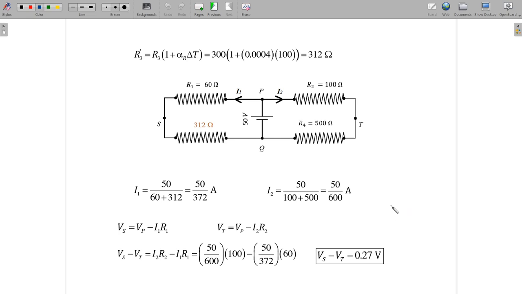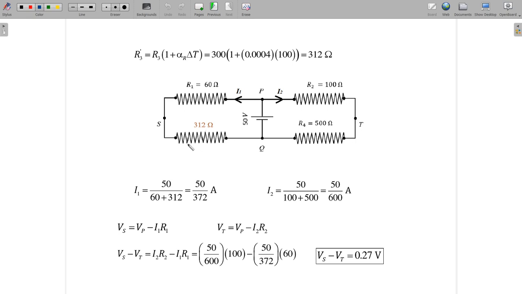तो हमें गिवन है कि R3 को हमने हीट कर दिया, and the amount by which the resistance changes, we can calculate it. So we can calculate the new resistance R3 prime. That will be equal to R3 times 1 plus alpha delta T, where alpha R is the coefficient of temperature dependence of the resistance, and the values are given. So we know that the new resistance R3 is 312 ohms.